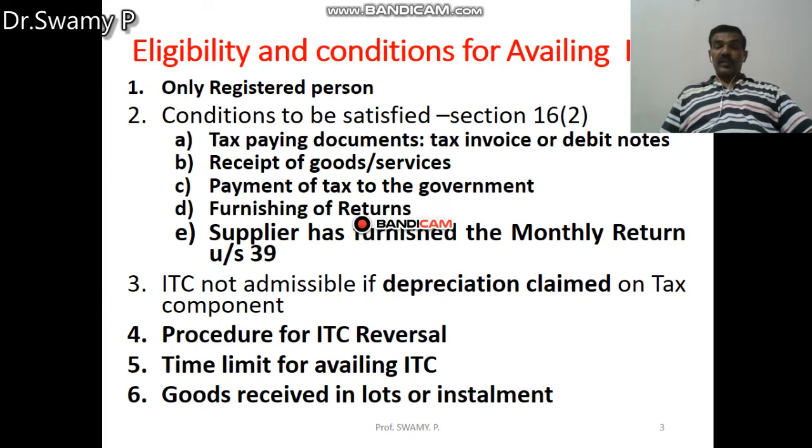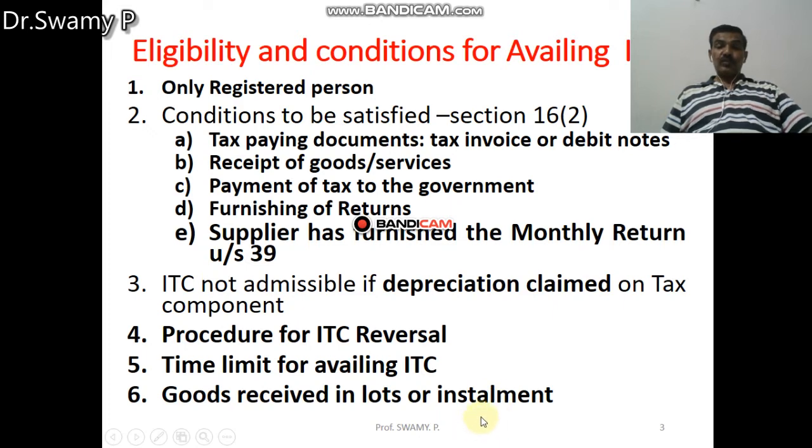25th May 2020, whichever is earlier. The 25th May 2020, the date of filing the return, is earlier than the other date, 20th October 2021. Therefore, the time limit for availing the input tax credit is this date, that is 25th May 2020. Let me go to the next one.